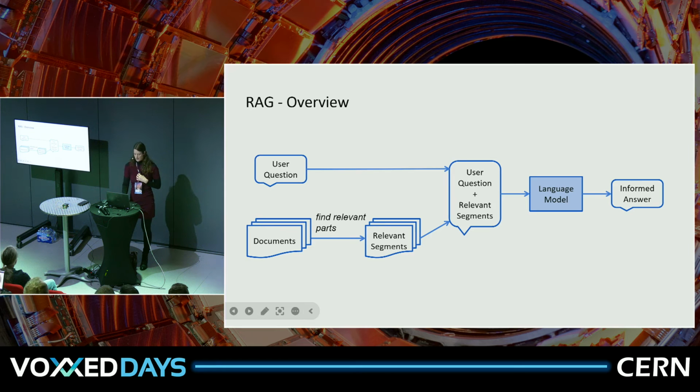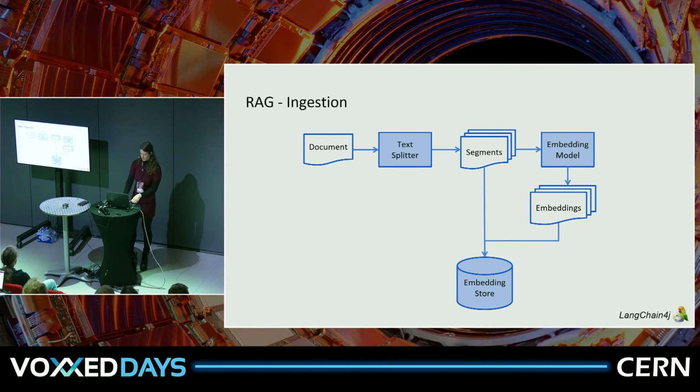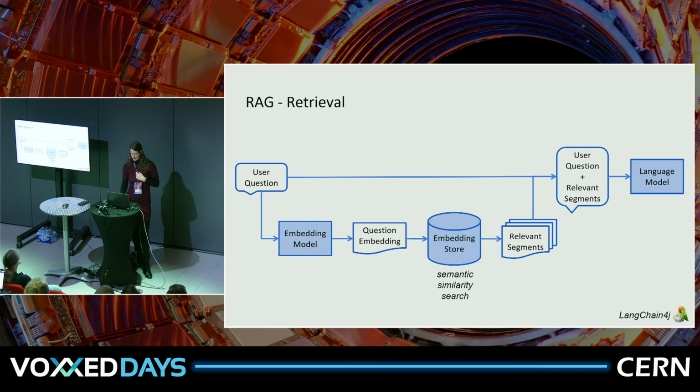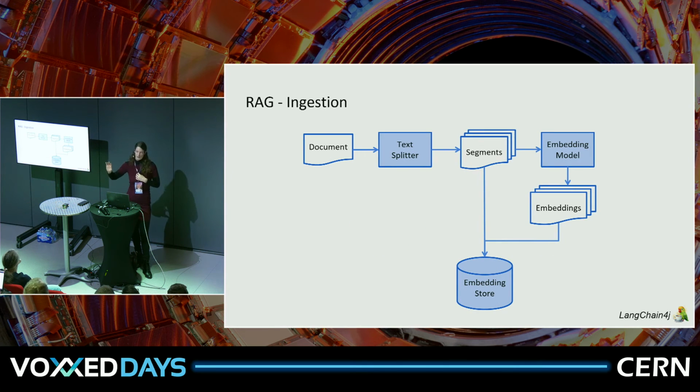Now, the hard part is, of course, finding only the relevant parts, and that's where these embeddings come in. The way it works is you split your documents into smaller pieces, ideally in some smart way. Then you embed these segments: you calculate a semantic vector that represents its meaning. And you store these vectors in an embedding store together with your original segments. That's one part of your application that you do once or with every update of your documents.